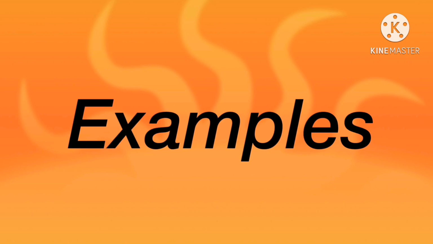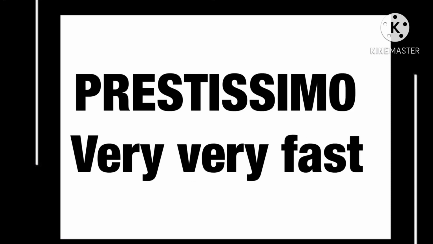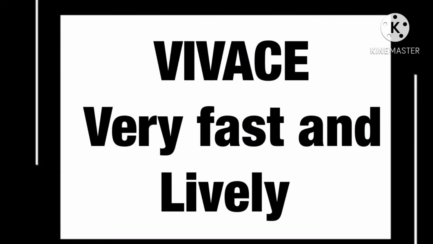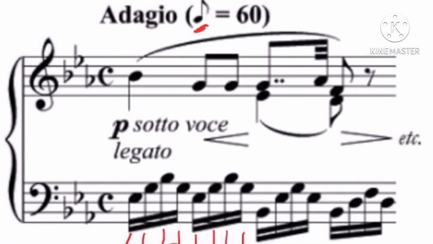Here are some examples. Largo, very slow. Adagio, slow. Andante, walking pace. Moderato, moderately. Allegro, fast. Presto, very fast. Prestissimo, very, very fast. And vivace, very fast and lively. Now, these tempo markings are just some of the many tempo markings we have in music. Now, this image will help you identify which tempo marking is faster and which one is slower.